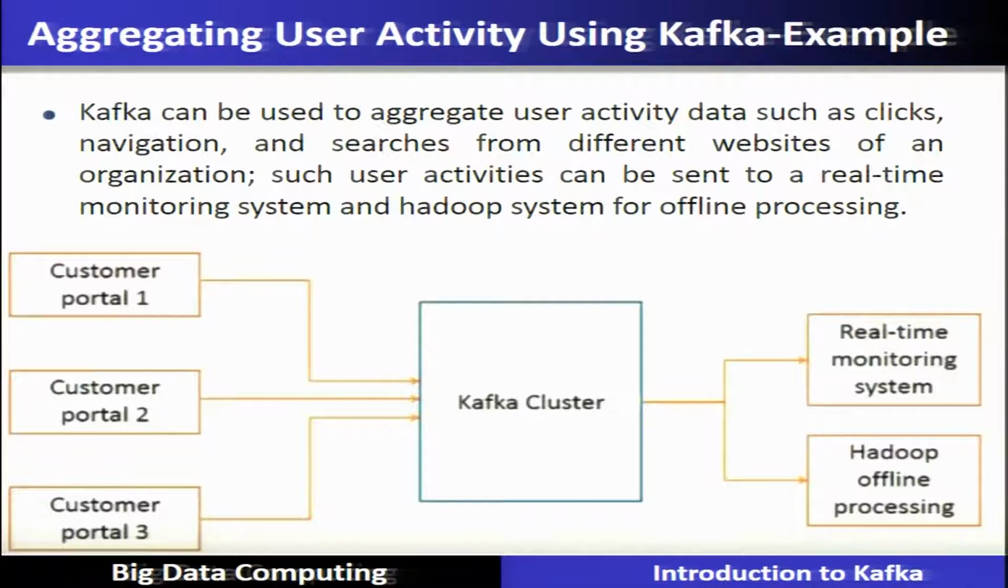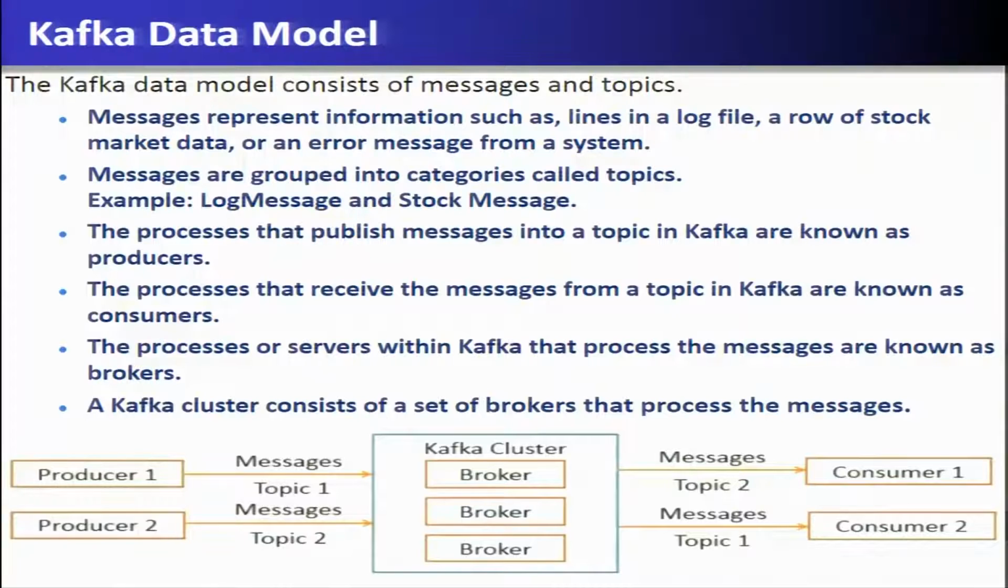So, we can see here an example of aggregating user activities, that means different users who are accessing through different portals will generate a stream of data, and that will enter into the Kafka cluster, and Kafka will, after computation, give it to the consumers either for real time monitoring, or it will be stored in Hadoop for offline file processing. So, the Kafka data model consists of messages and topics.